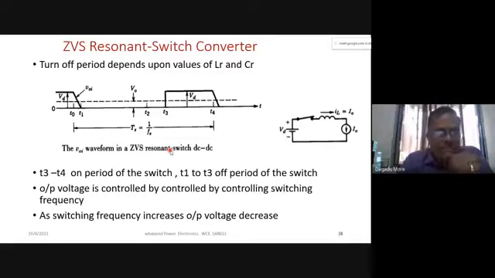In case of ZCS, zero current switching, our output voltage increases with increase in frequency. Whereas in case of ZVS, output voltage decreases with increase in the switching frequency. So which method do we use for controlling the output voltage? In both cases, we are using frequency control to control the output voltage.